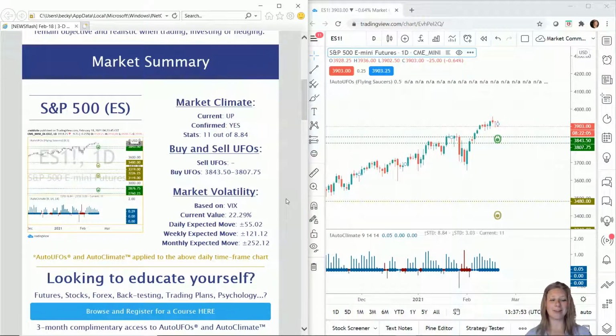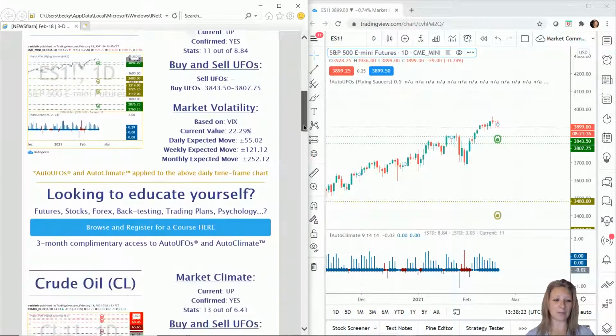Now again, this isn't an exact thing, it's not definitely going to move 55.02 points. Again, this is an up or down value. Again, it's just telling us what is most likely to happen. So it gives us an idea of how far we can expect price to move within these given periods of time. And then we can use AutoClimate and AutoUFOs to add the probabilities as to which direction and maybe where on the chart we're likely to see reactions. So we put all of that data together to help us to build a methodology that makes sense. So that's the S&P. Let's move on to the next one.